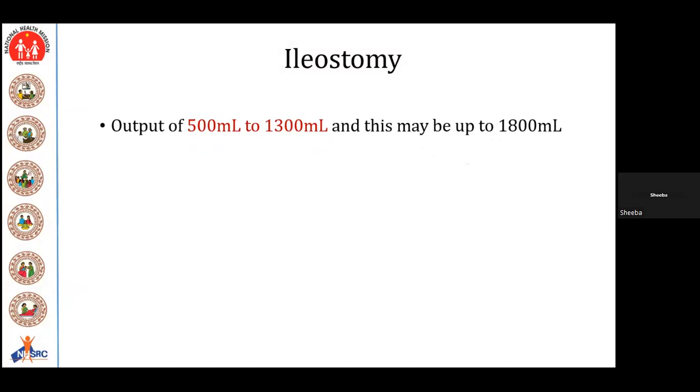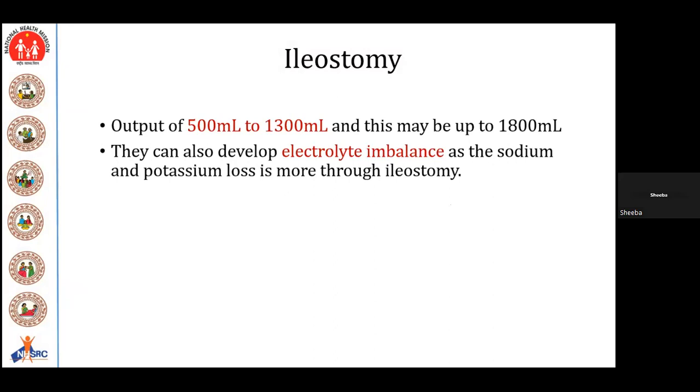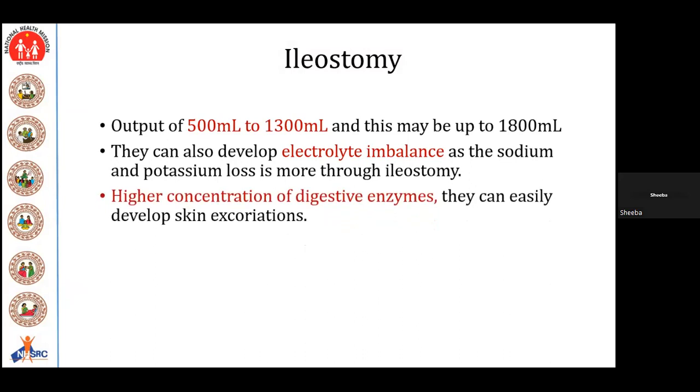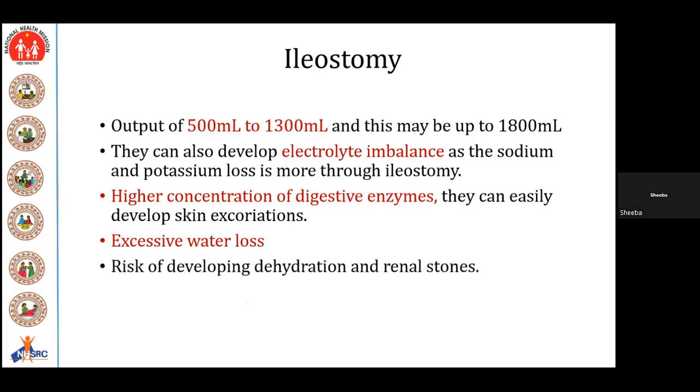Because of this, fluid absorption is not happening well. Second, electrolyte imbalance can happen. Third, the higher concentration of digestive enzymes can irritate the skin and cause skin discoloration. So this is the possible cause for this patient developing skin excoriation and excessive water loss. Absorption is not happening well because the fecal matter comes out through the ileostomy, so the patient might develop dehydration and renal stones.